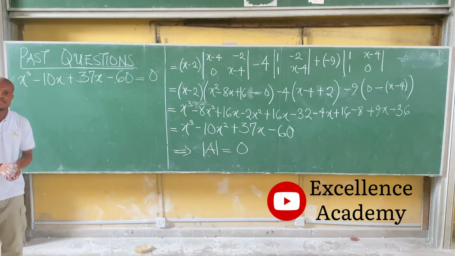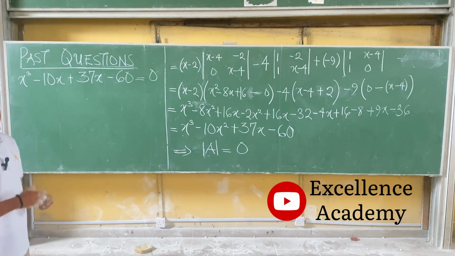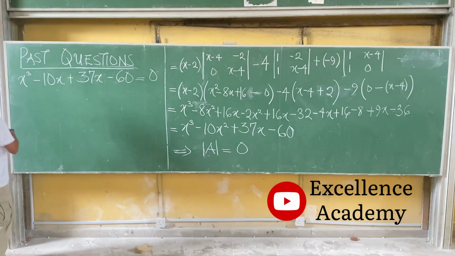How do we factorize this? How do we factorize polynomials of degree 3 and above? We start by what? Our trial and error method. We look for a factor of it, right? After getting a factor, then we divide it by that factor to get the other factor. So this is what we do. We use our trial and error method, right?